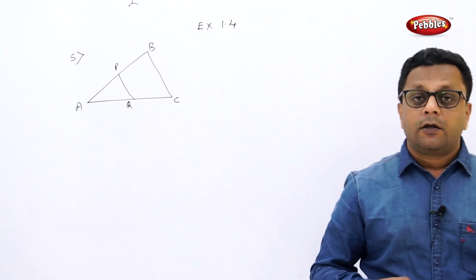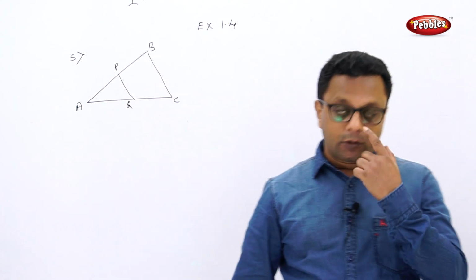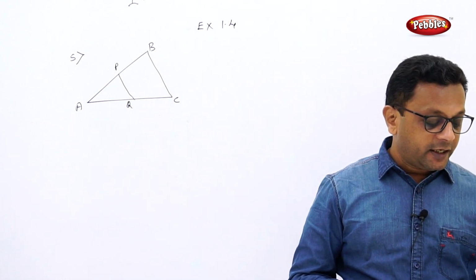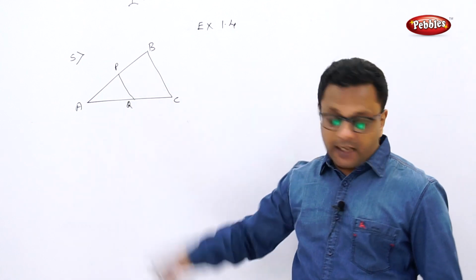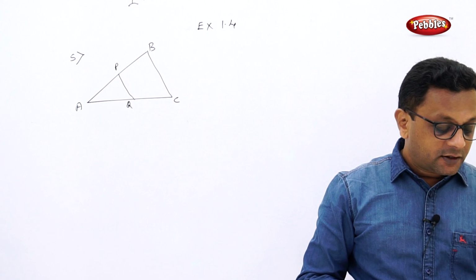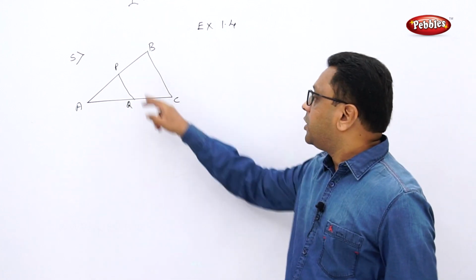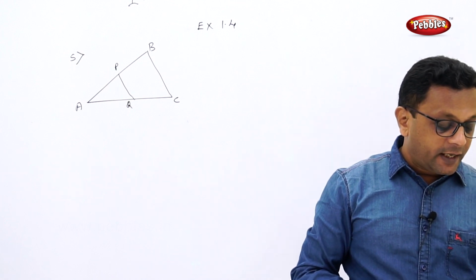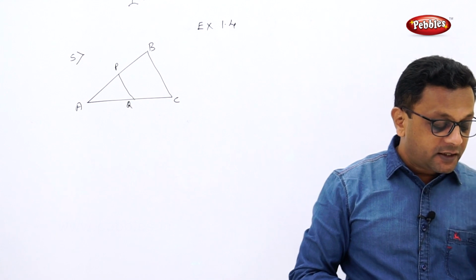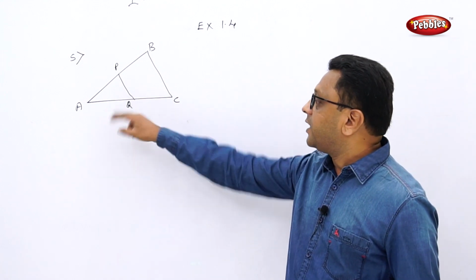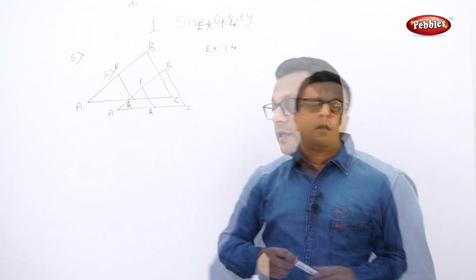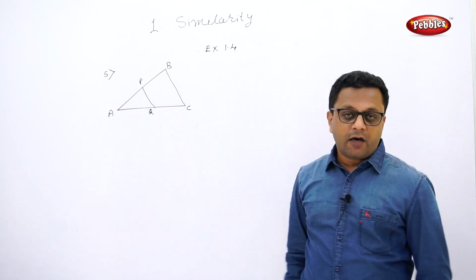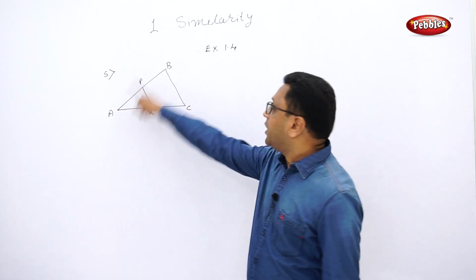Example number 5. The figure is not given, but still I have drawn the figure. You also have to draw the figure. In triangle ABC, PQ is the line segment intersecting AB at P and AC at Q, such that the segments PQ and BC are parallel lines. If PQ divides triangle ABC in two parts equal in area, that means if the area is equal, then the area of triangle APQ is half of ABC.